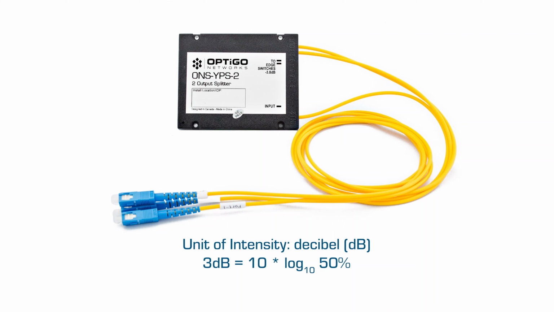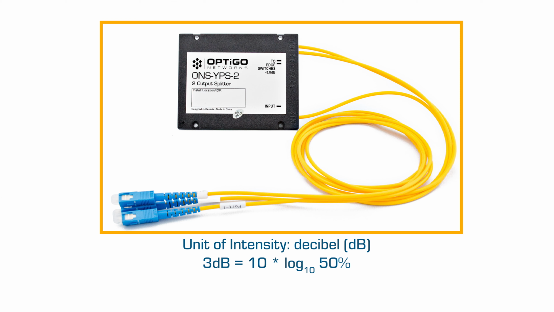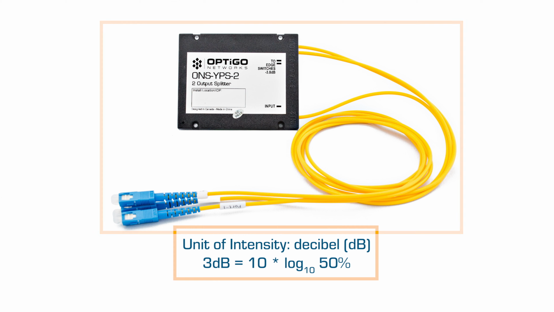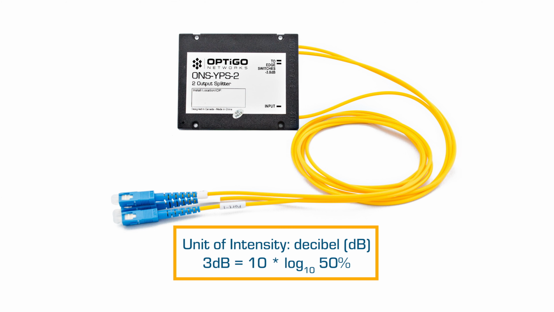Now, insertion loss, also known as attenuation, is typically measured in decibels, or dB. For example, a symmetrical 1:2 splitter will divide the downstream light into two equal parts. In terms of unit of intensity, this is a 3 dB attenuation.